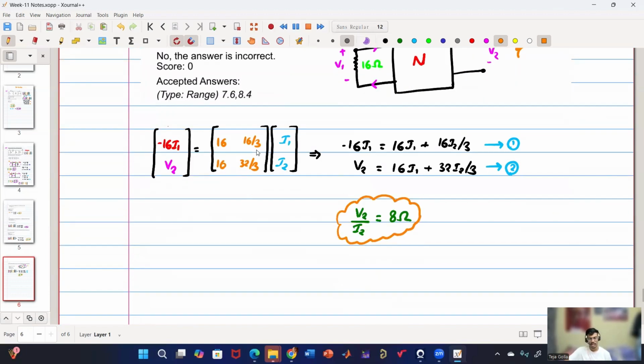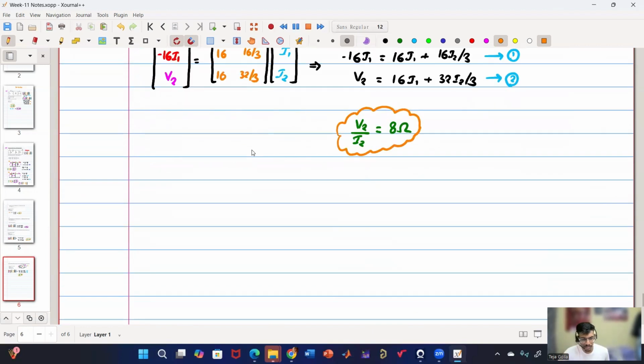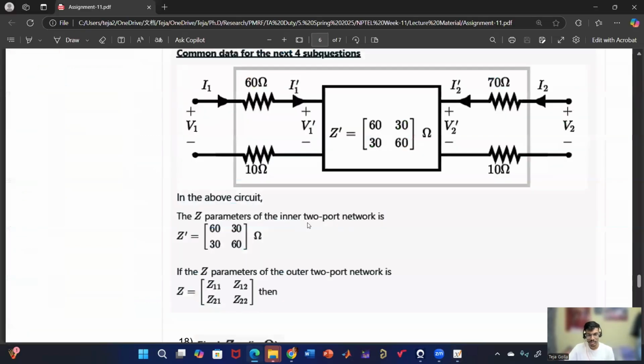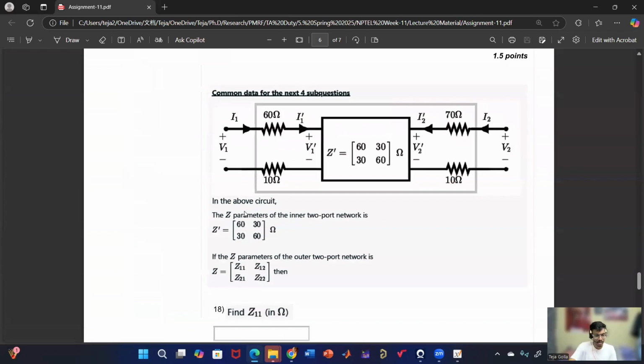So is this question clear? Shall we proceed to the next question, or do you have any doubts until this point? Any doubts? Next question, sir. Okay, next question. So probably this will be our last question for today's session, and this is also a very interesting question.